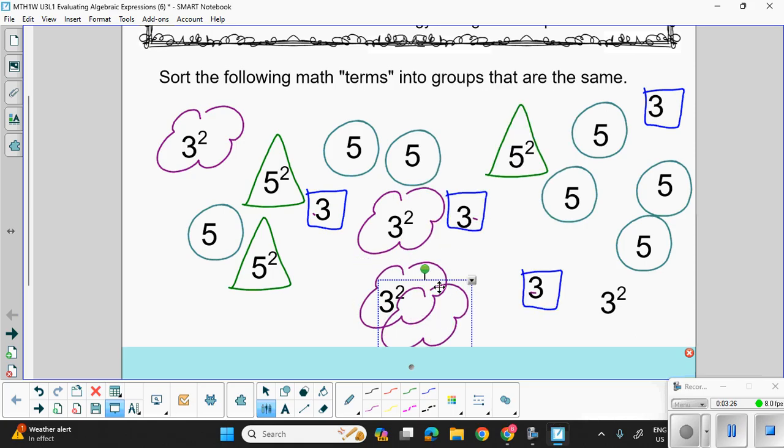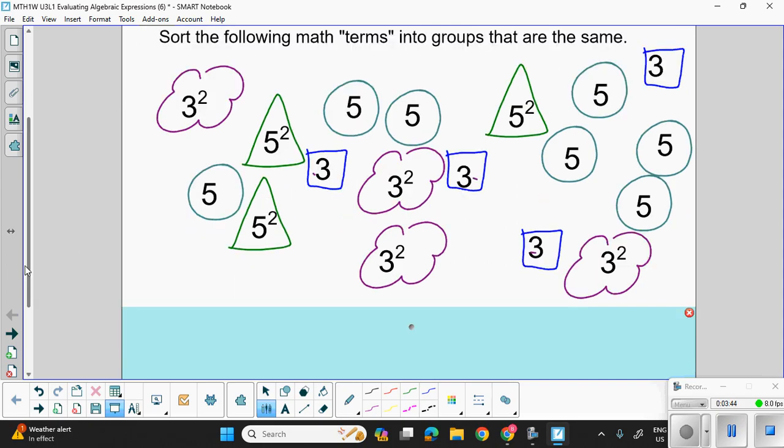So it's something like matching when you were, especially in the early primary grades, they would get you to sort things by color, by shape. Same kind of thing here. We sorted these numbers by 5s, 5 squareds, 3s, and 3 squareds. Okay.